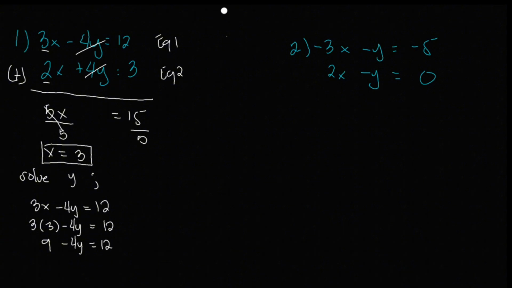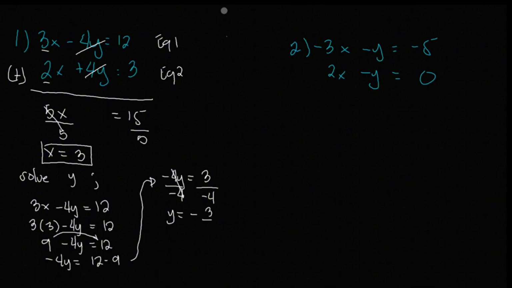Next, you simply transpose 9 to the other side, and definitely you need to change its sign. This will become -4y is equal to 12 minus 9. Then simplify your equation so you have -4y is equal to 3. And since you're solving for y, you need to divide both sides by -4. So you can cancel, and y is equal to 3 over -4.